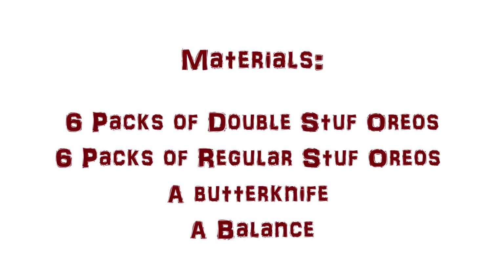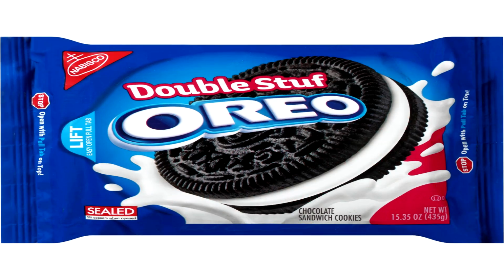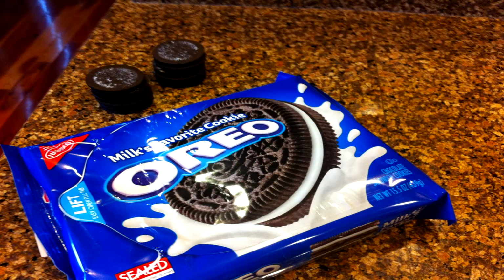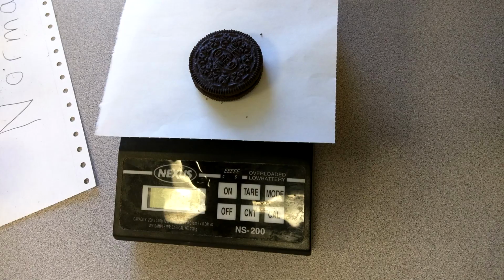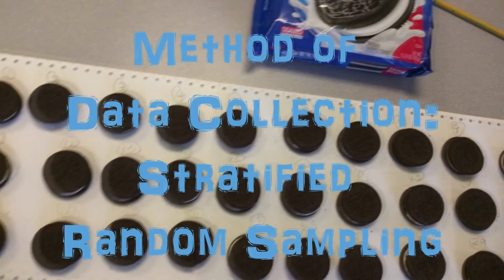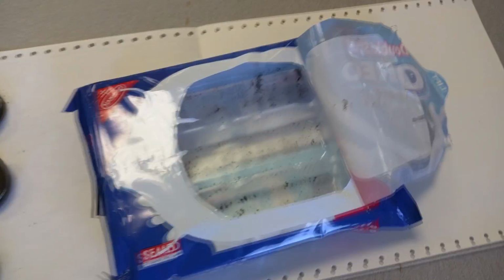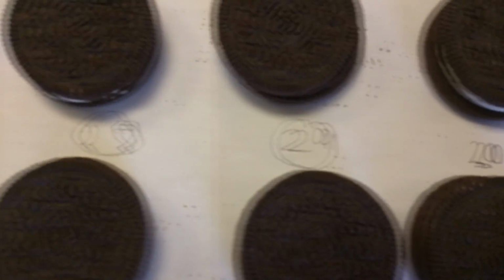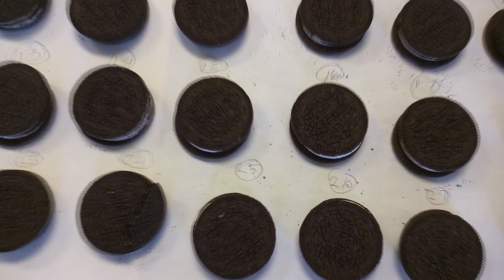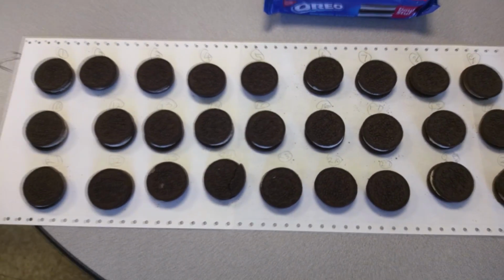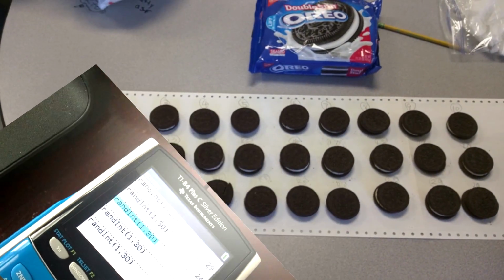Materials that are needed for this experiment are double stuffed Oreos, normal stuffed Oreos, a balance, and a butter knife. Method of data collection. Take 30 original stuffed Oreos from a pack. Place them on a piece of paper and label them from 1 to 30. Make sure to keep the Oreos in the same order as they were packaged.